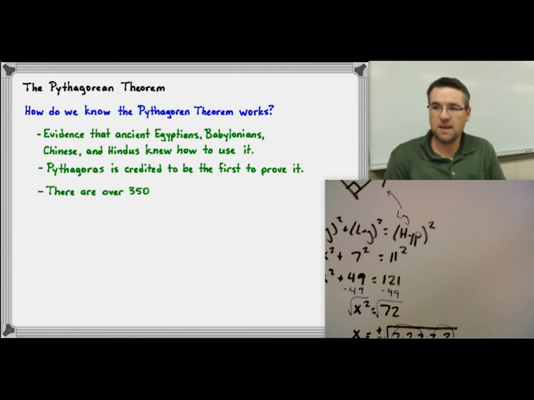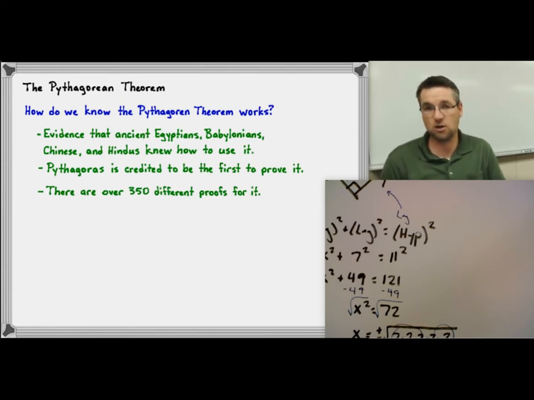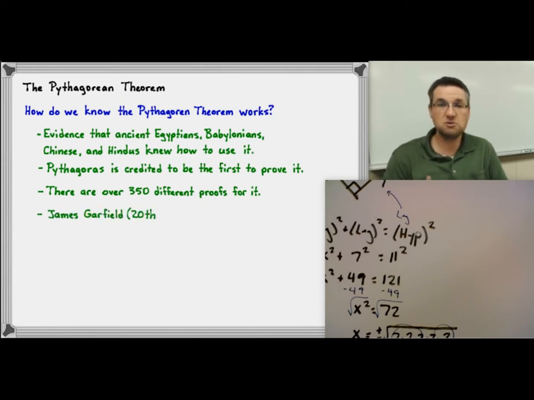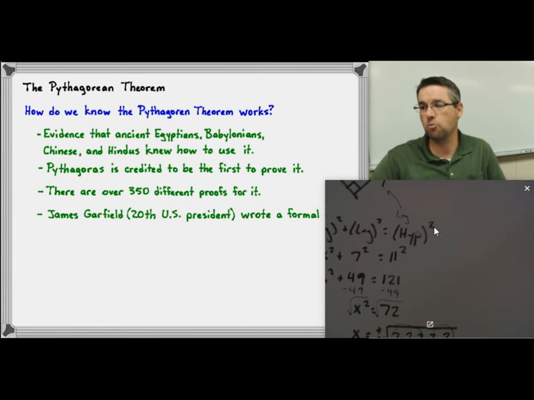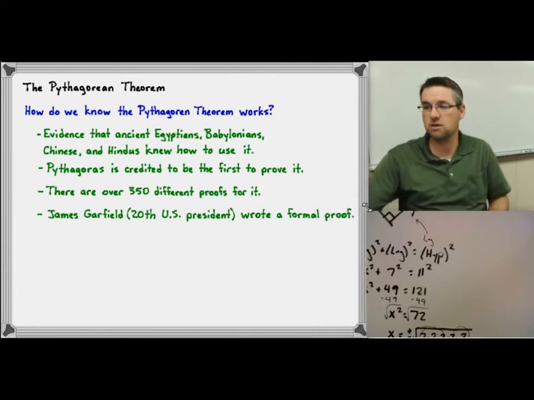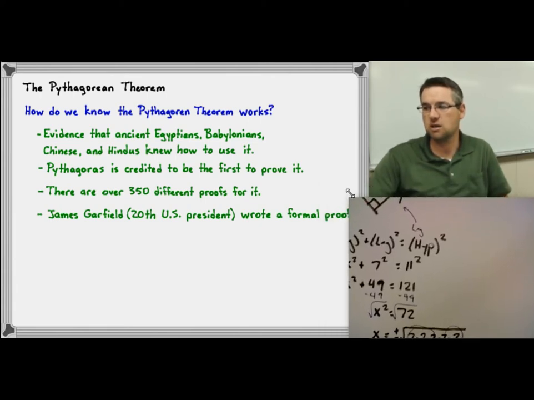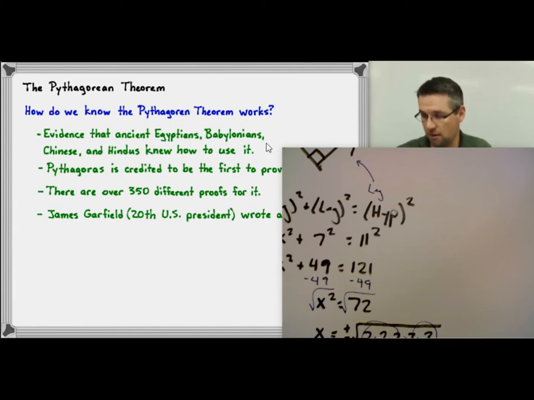Okay, and there are over 350 different proofs for the Pythagorean theorem. That's kind of cool. There's 350 ways to know that this thing is true, that it works. A guy named James Garfield, in fact, he's the 20th president of the United States, was a mathematician who wrote a formal proof for the Pythagorean theorem. So this is just kind of some interesting facts about the Pythagorean theorem.